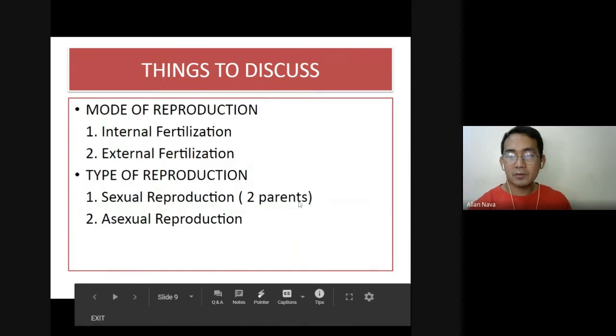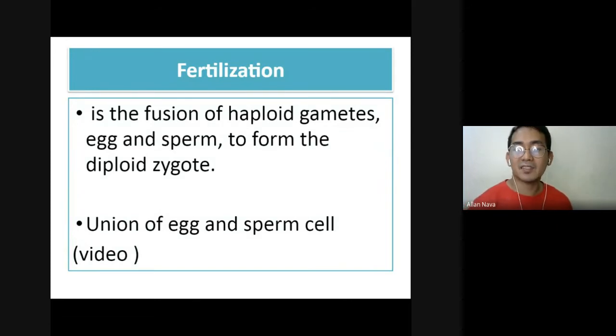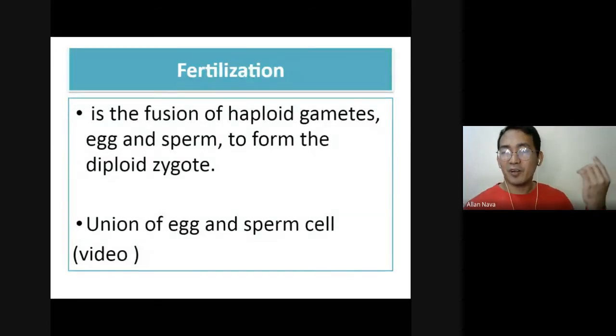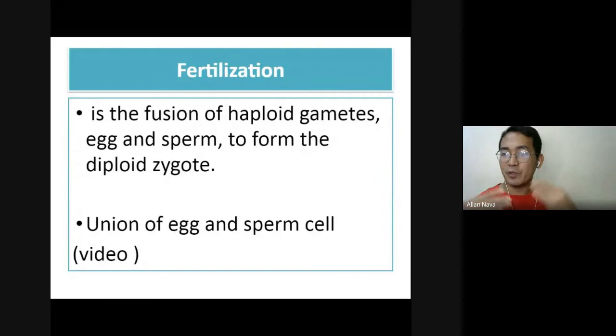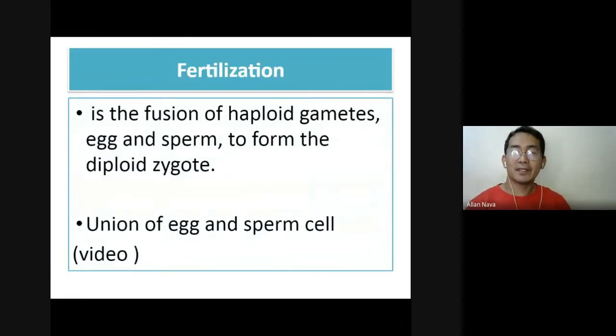So, ayan. Fertilization, if we will define it, it's the union of egg and sperm. So when we say union, nagdikit sila, right? Union. So nagcombine. Fusion. To produce a zygote. So that is a fusion, or that is a union. That's how we describe the fertilization.